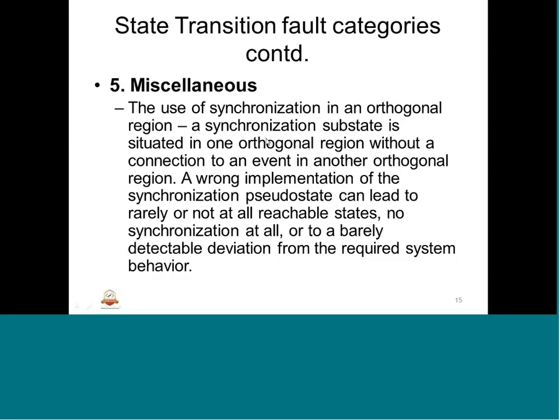This typically talks about synchronization in an orthogonal region. A synchronization substate is situated in one orthogonal region without a connection to an event in another orthogonal region. That means we have two regions having different state switching, but there is no proper synchronization between the two regions. A wrong implementation of the synchronization pseudo state can lead to rarely or not at all reachable states, no synchronization at all, or to a barely detectable deviation from the required system behavior.